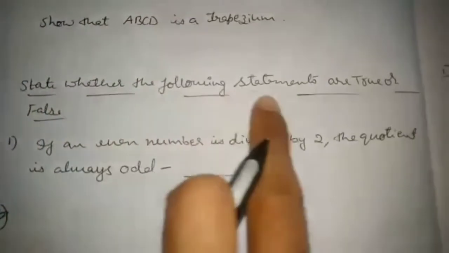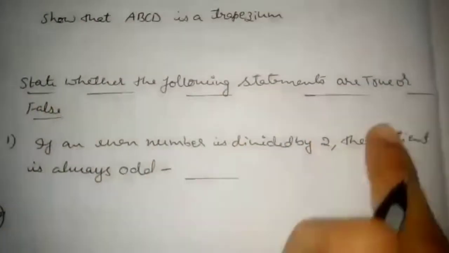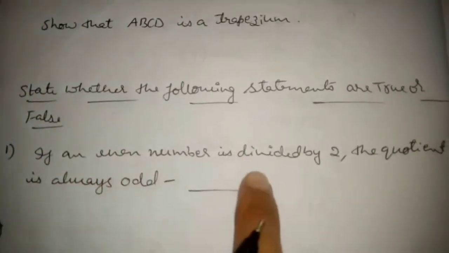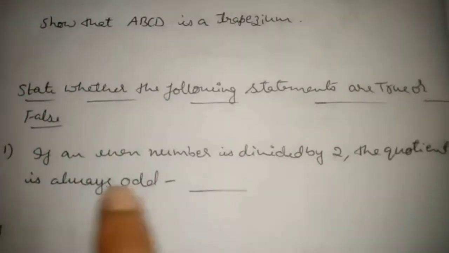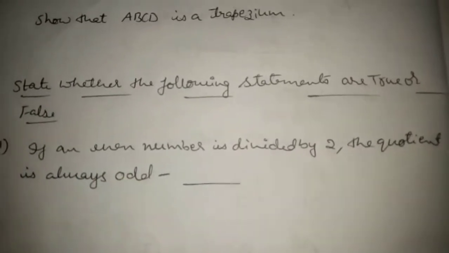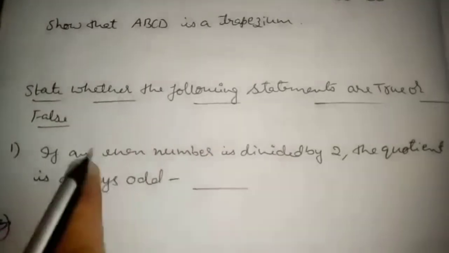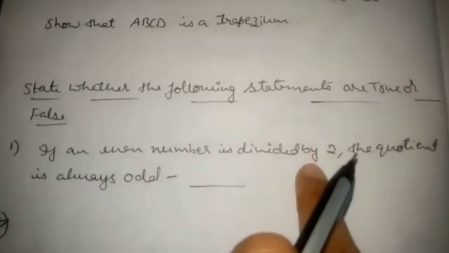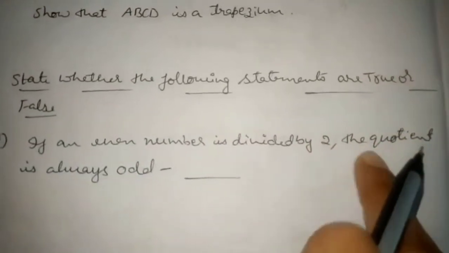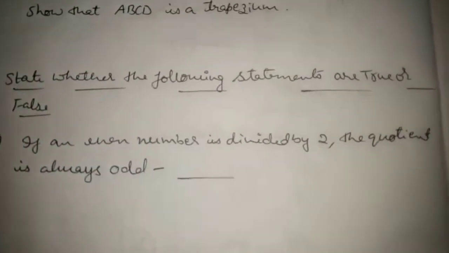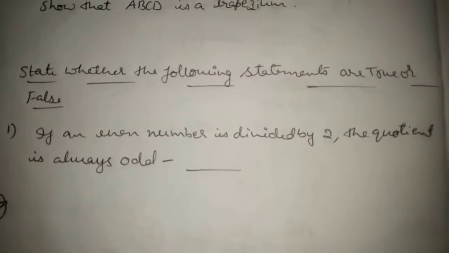Next, state whether the following statements are true or false. You have to say whether it is true or false. First question: if an even number is divided by 2, the quotient is always odd. So you have to take an even number and divide it by 2. What will be the answer? Here they are saying that it is always odd. So we'll check whether we are getting odd or not.